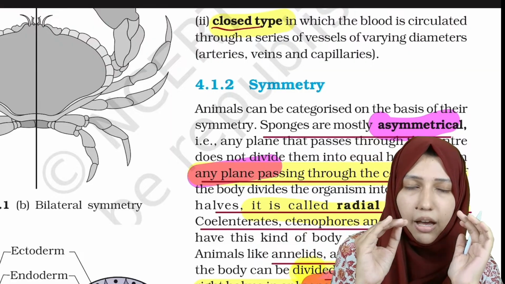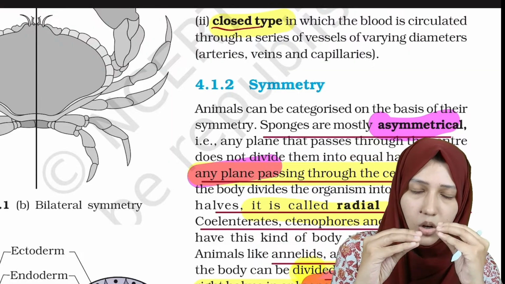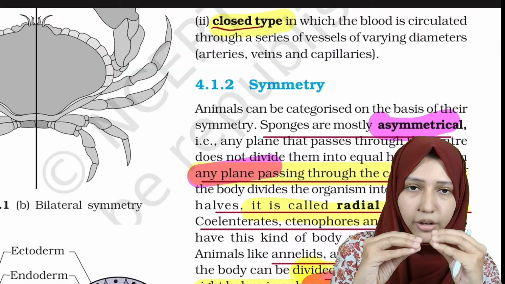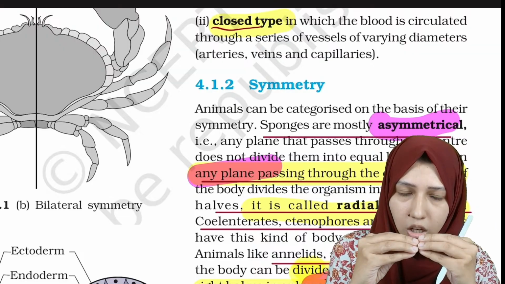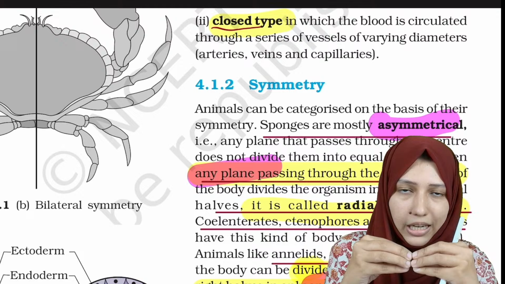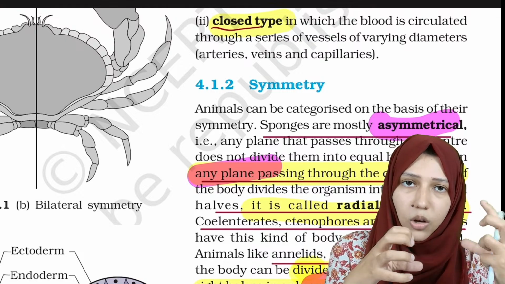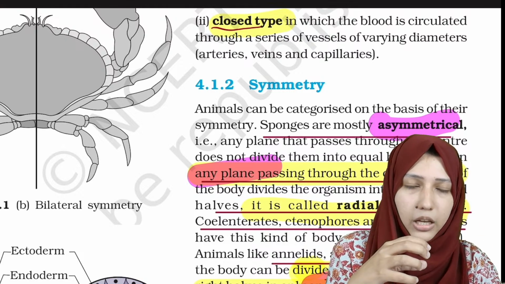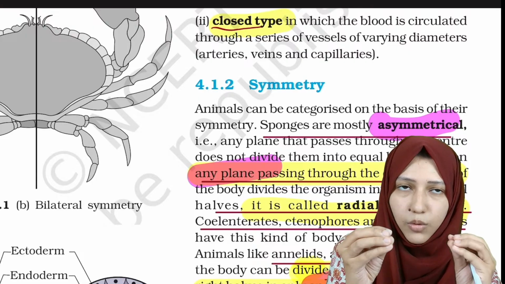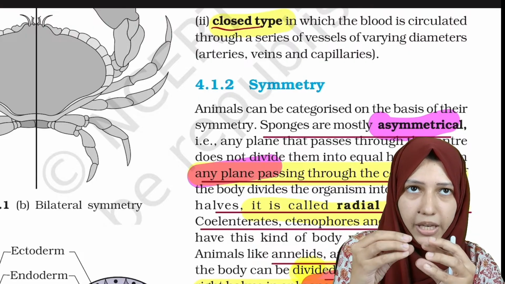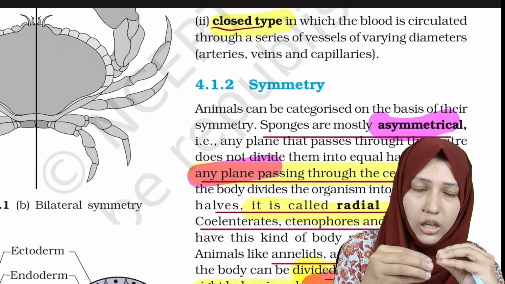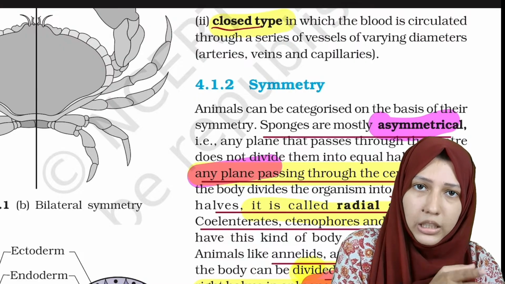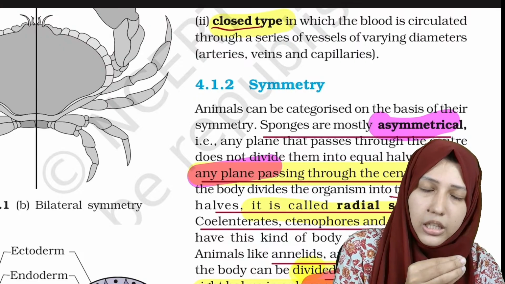Just keep in mind the order of phyla that we are studying, from the lowest class to the higher class, so that all the characters get developed in each of the phyla. So we just have to remember: sponges have asymmetry, the next ones may have radial symmetry, then bilateral symmetry.